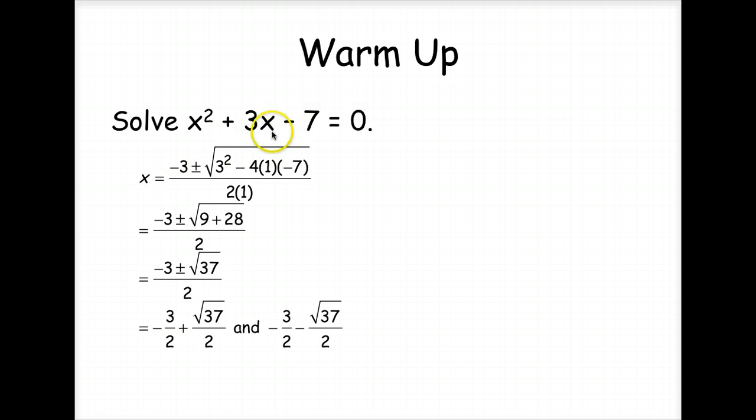So did you find any factors of 7 that the difference would give you 3? Nope, you could not factor that, could you? So you needed to use the quadratic formula. So you can check your solution here.